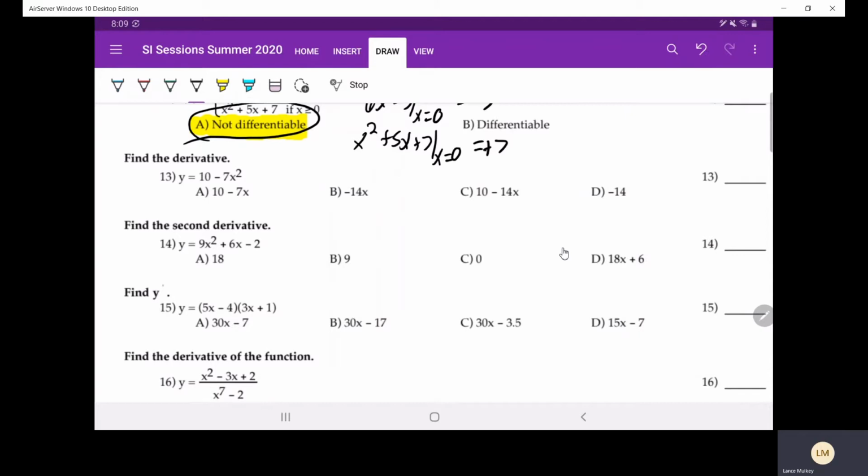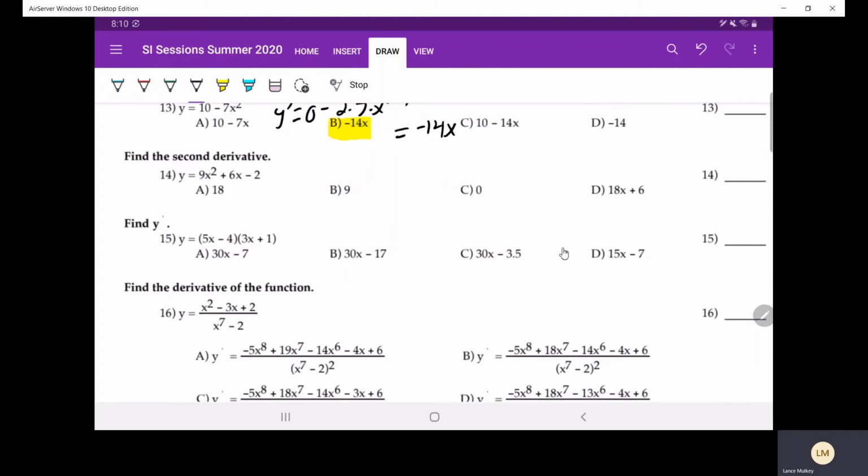Find the derivative of 10 minus 7x squared. Using the power rule, y prime equals 0 minus 2 times 7 times x to the 2 minus 1, which equals negative 14x. B. That's the answer to this one.